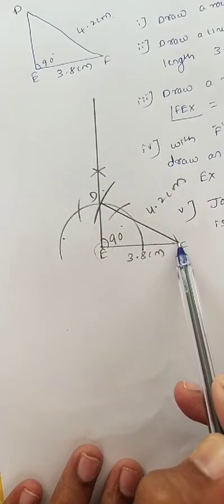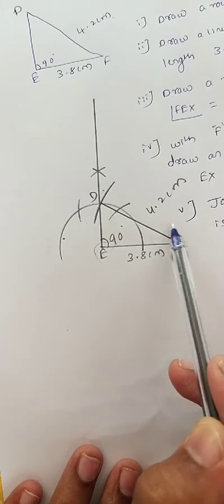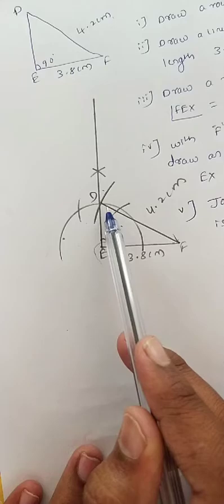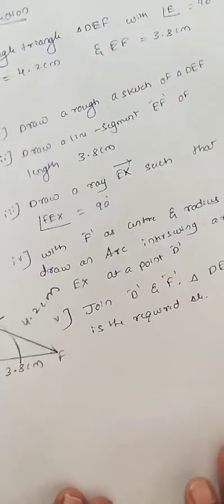Keep the compass on F, and take the measure of the compass with the help of the ruler, to draw an arc of 4.2 centimeters. So you will get the required triangle DEF. So I will write the steps of construction.